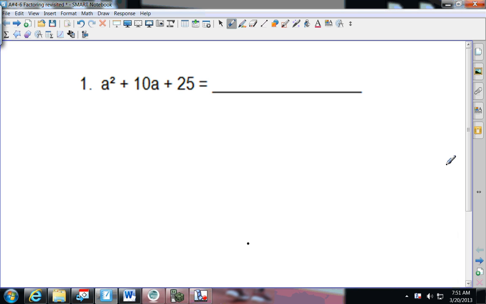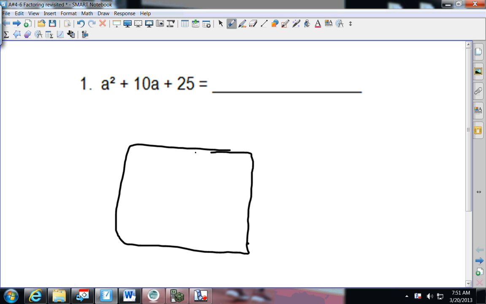Okay, on this one, reviewing what you should already know how to do on the factoring. First off, I will draw my box. In the upper left-hand corner goes the first term, a squared. So this one goes up in the top left. The 25 goes in the bottom right.